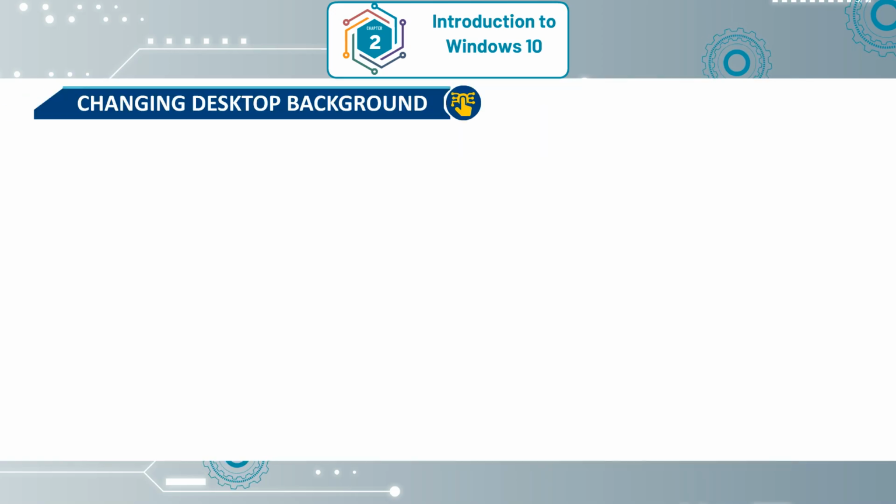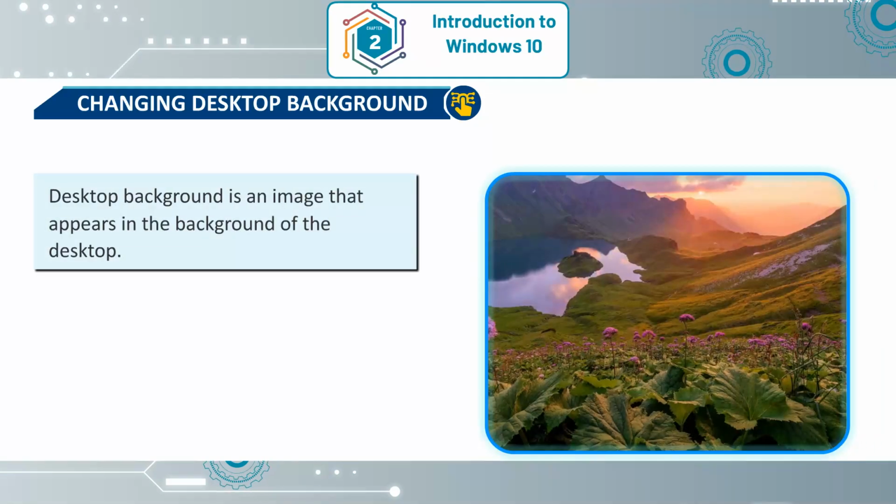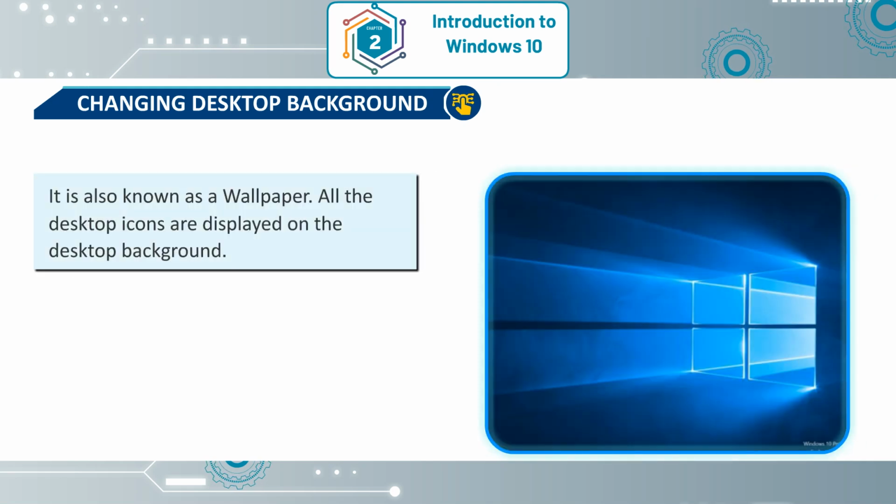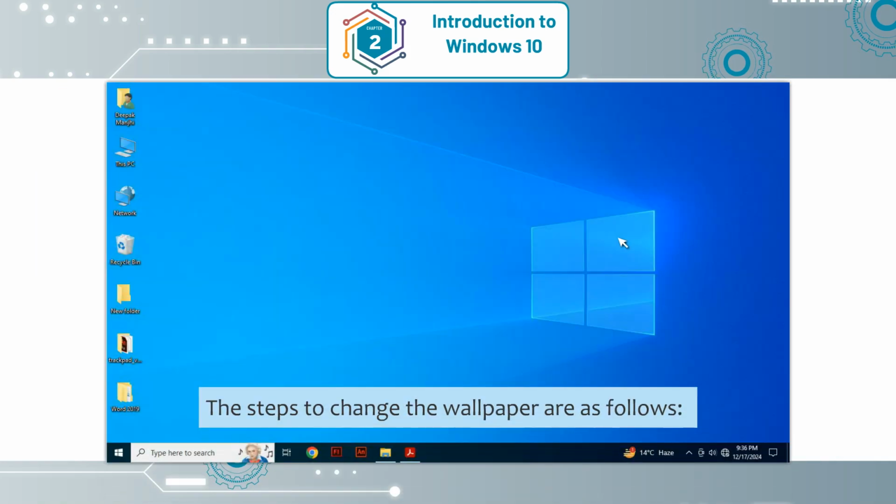Changing desktop background. Desktop background is an image that appears in the background of the desktop. It is also known as a wallpaper. All the desktop icons are displayed on the desktop background. Steps to change the wallpaper are as follows.